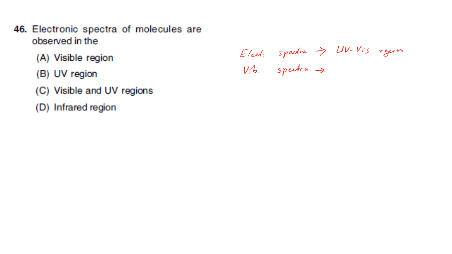It is due to the vibration of atoms, which is observed in the infrared region. Then rotational spectra: it is observed due to the rotation of molecules about the center of gravity. Generally it can be observed in the far infrared region or microwave region. Electronic spectra are observed in the visible and UV regions.